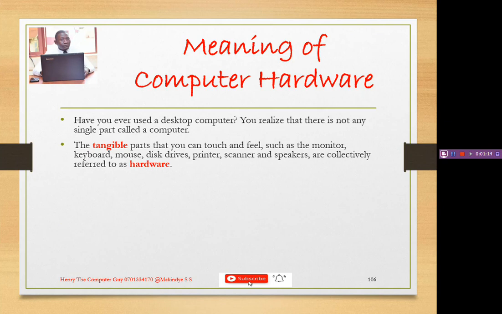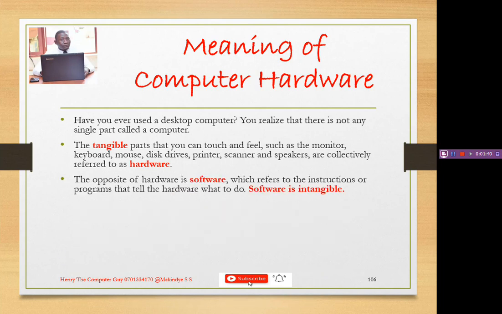And specifically, the tangible parts that you can touch and feel, such as the monitor, the keyboard, mouse, disk drives, printers, scanners, speakers, etc., are collectively referred to as the hardware. In other words, hardware is tangible. Components we can touch and feel. The opposite of hardware is software, which refers to the instructions or programs that tell the hardware what to do. And these ones are intangible.